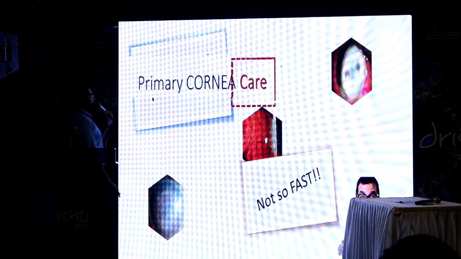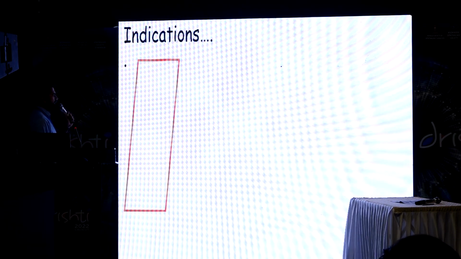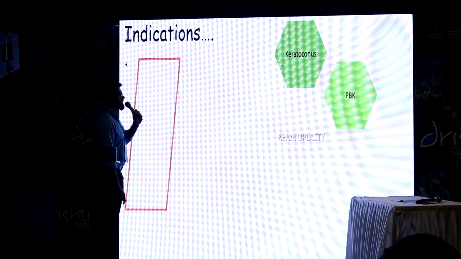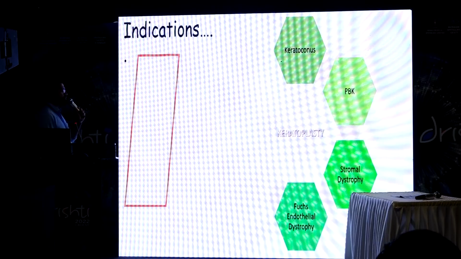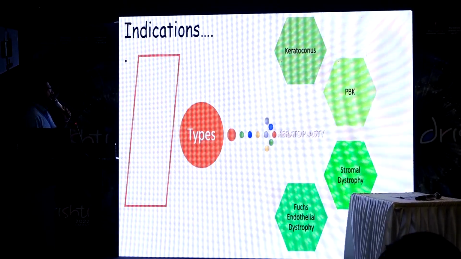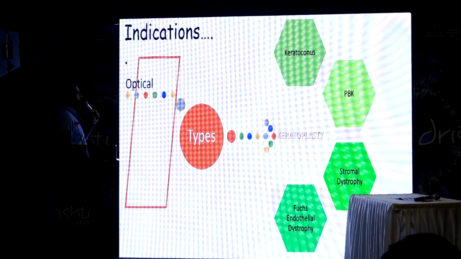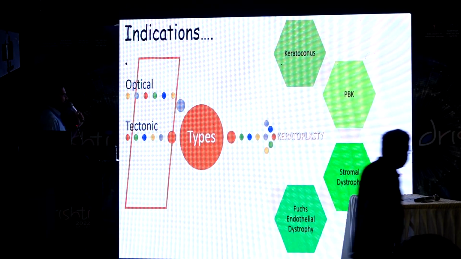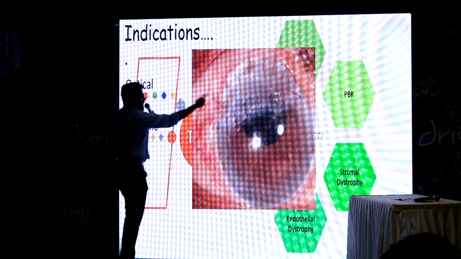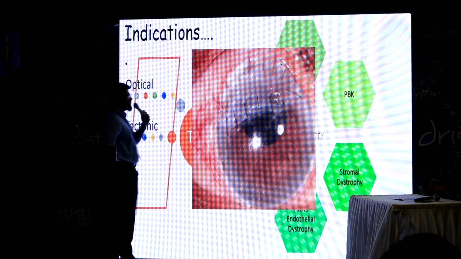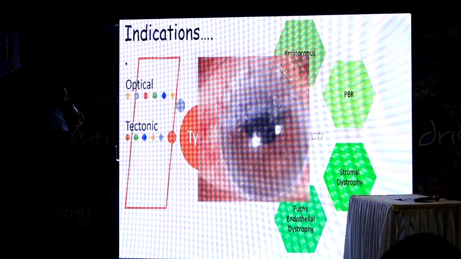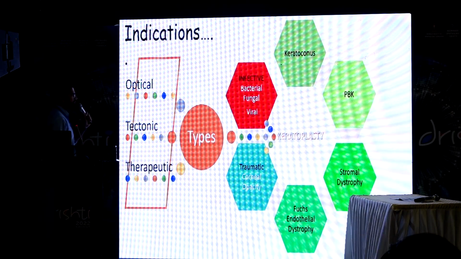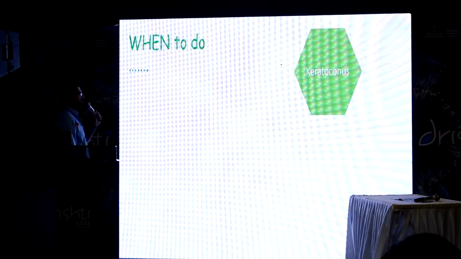To start with the primary corneal care and managing of keratoplasty patients, the indications are: when do we do keratoplasty? Keratoconus, PBK, stromal dystrophies, Fuchs endothelial dystrophy. In these cases we do an optical keratoplasty. Next in line is tectonic, when you have a defect in a part of the cornea, you patch it up and maintain the contour of the eye. Finally, when you have traumatic corneal opacities and infective cases, you call it a therapeutic keratoplasty.